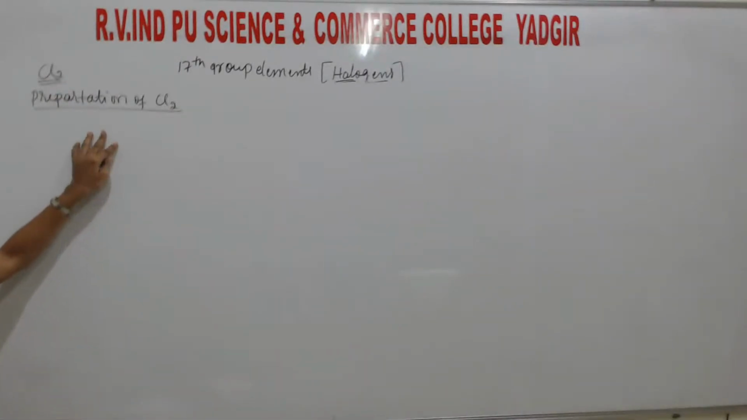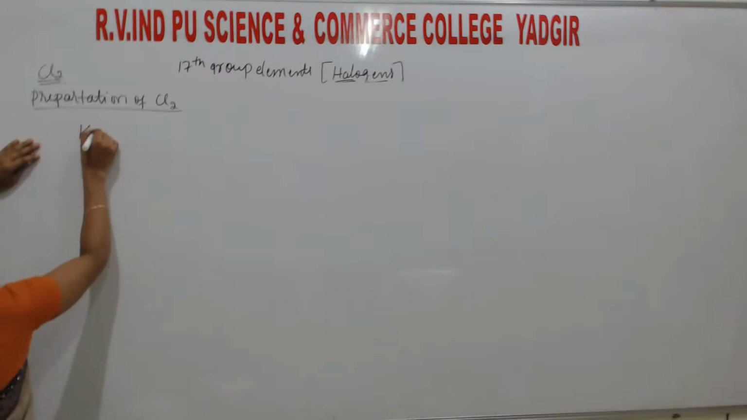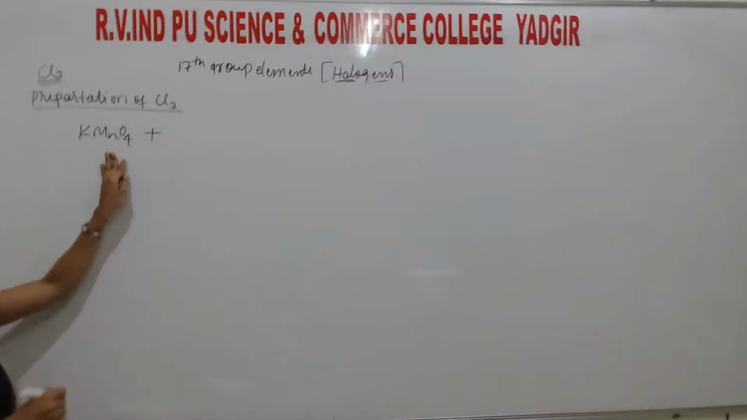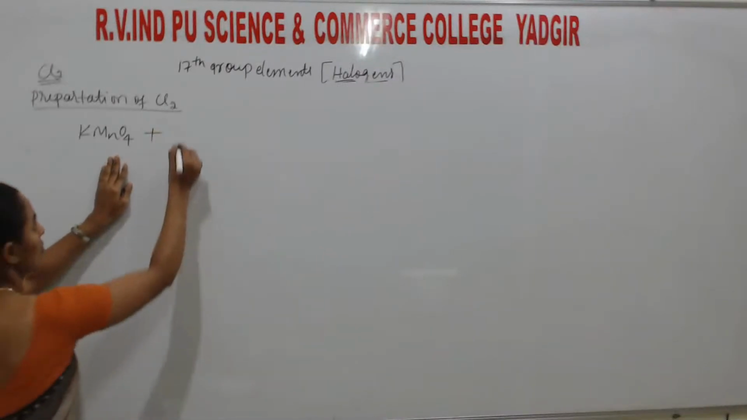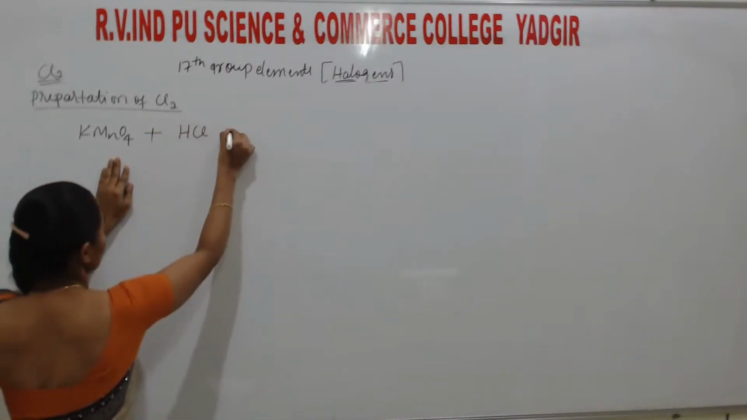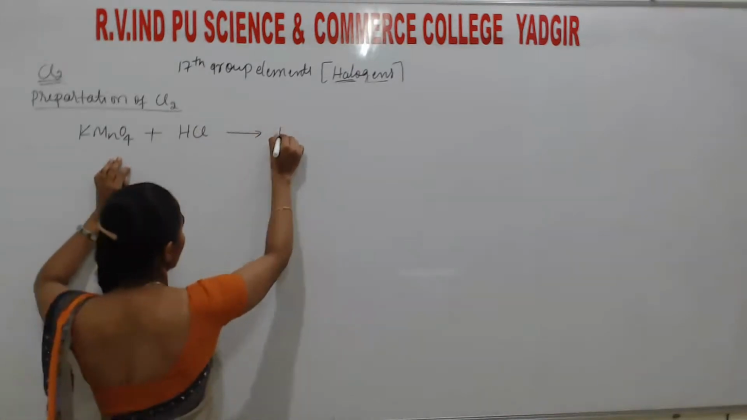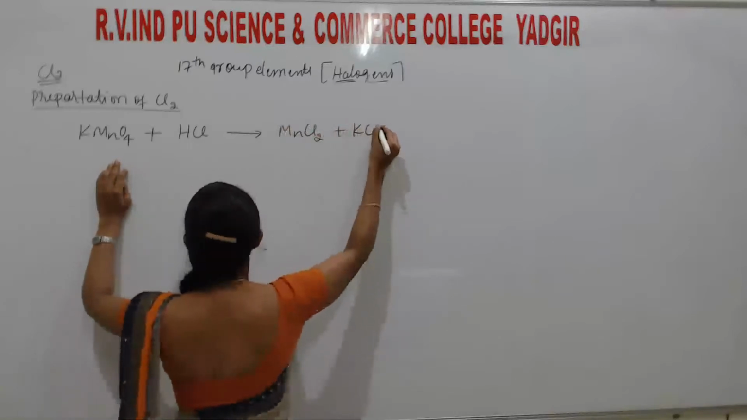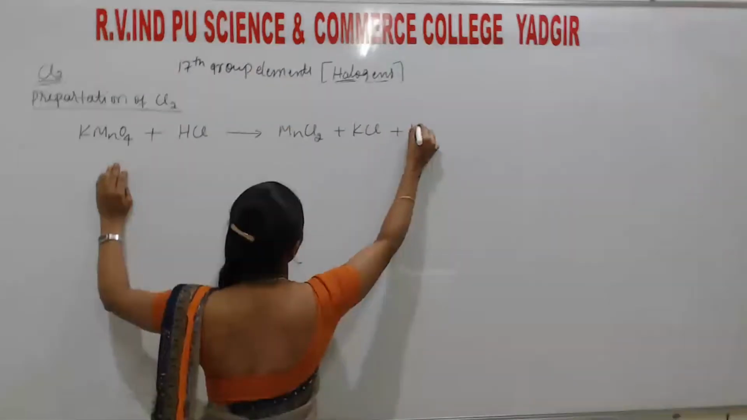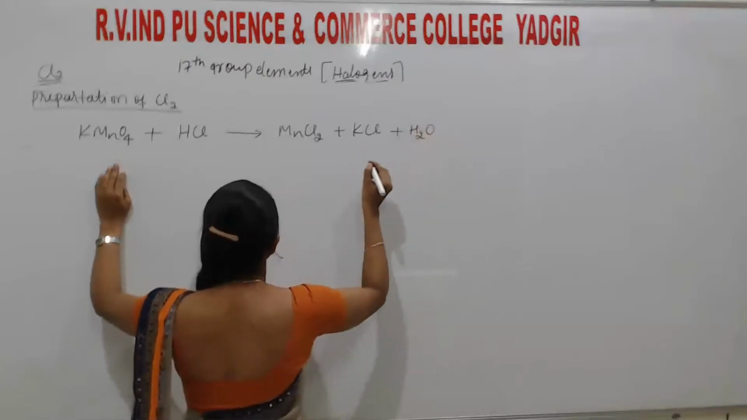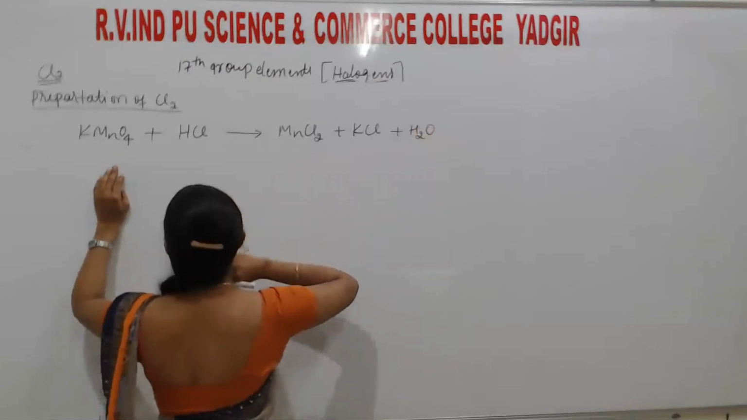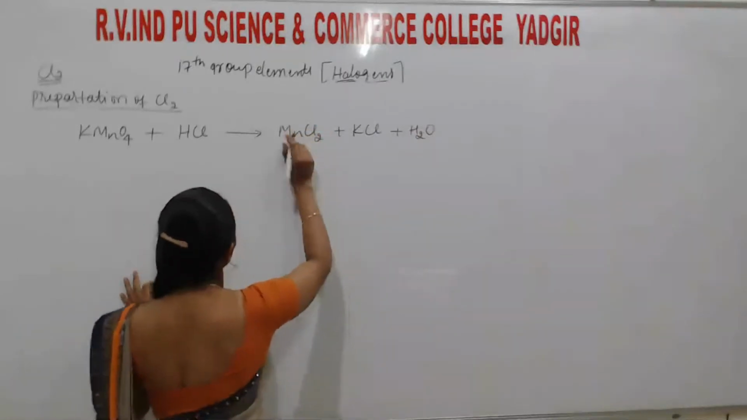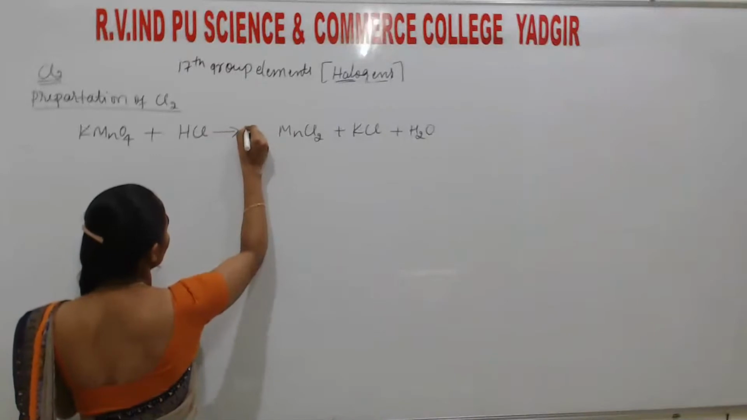So first one students, by the action of KMnO4 salt, when it is treated with HCl solution or HCl acid, then they form MnCl2 plus KCl plus H2O, plus Cl2 we want. The major product we want is what? Cl2 only.